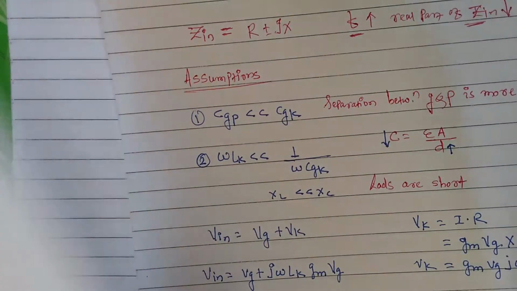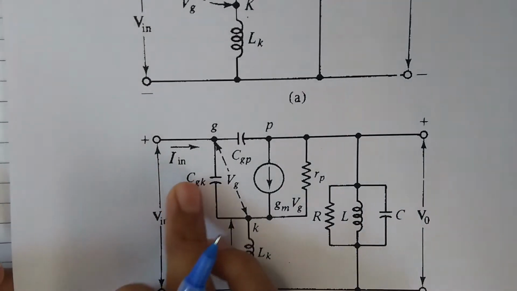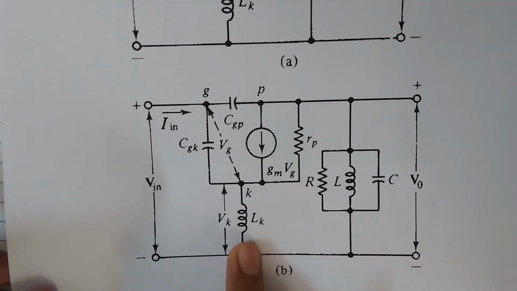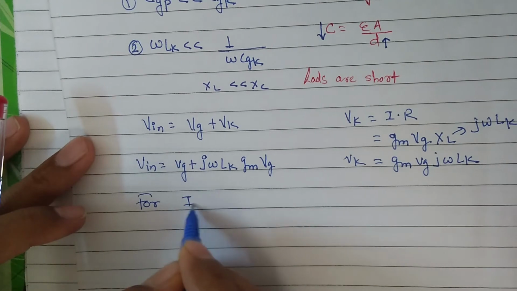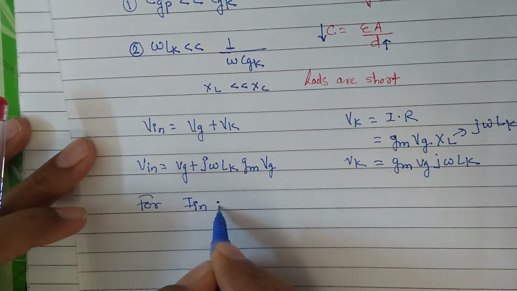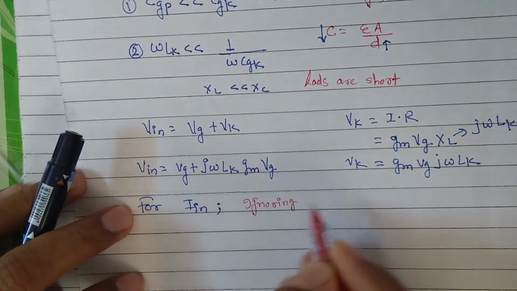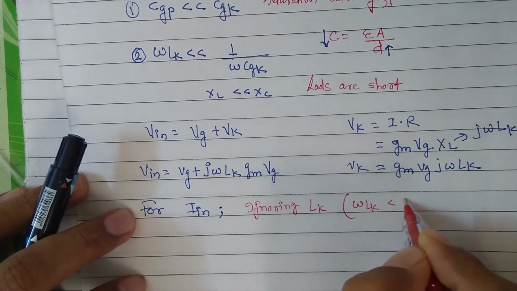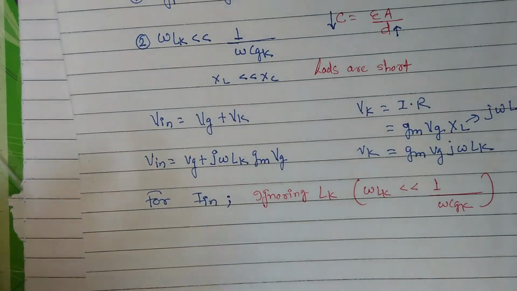Now, once we have written for V in, let us write for I in. And while writing I in, we will be ignoring LK because we have the second assumption, omega LK is very much less than 1 over omega CGK. So now let us write for I in, ignoring LK. And the assumption, what is that? Since omega LK is very much less than 1 over omega CGK.